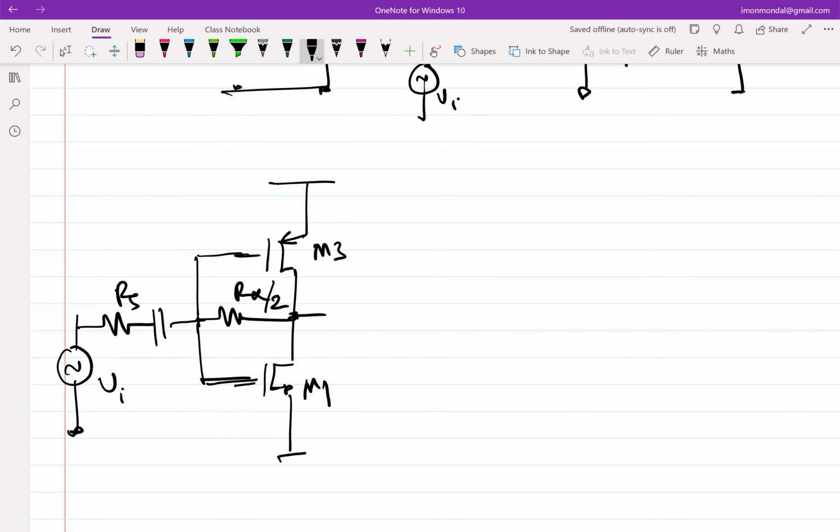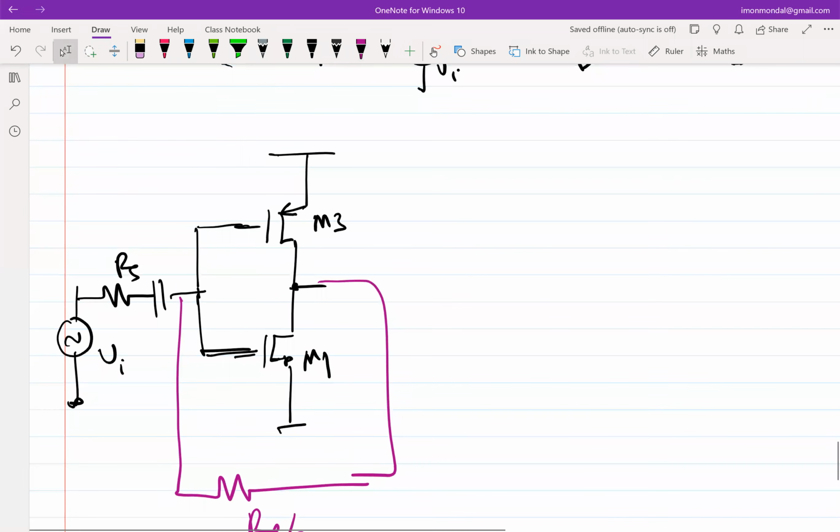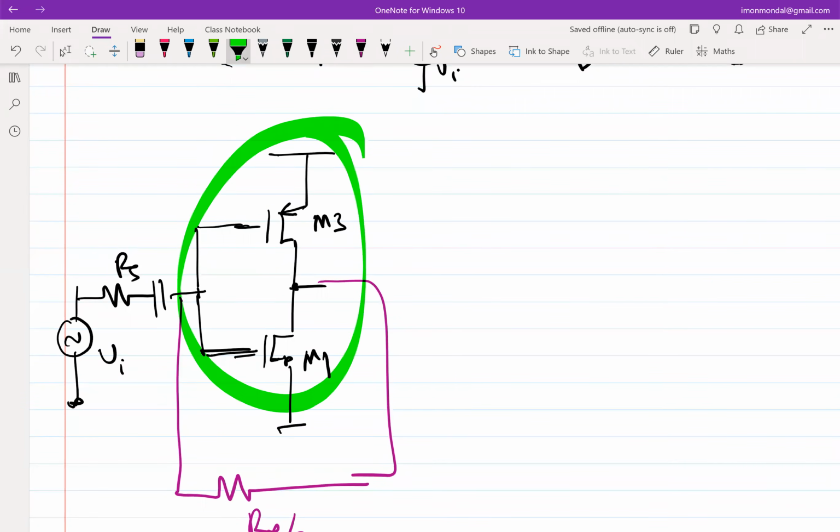Now, if I think of this stuff, then the purpose of R infinity is essentially to give negative feedback for biasing. But that is not a part of the core amplifier. So what is my core amplifier? So I can think of this R infinity, I mean, it's basically, right. So what is my core amplifier? The core amplifier is an inverter, right?